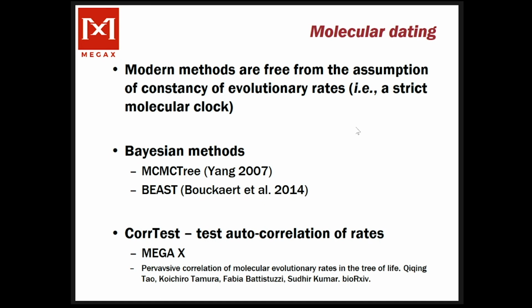Like, for instance, a prior to model the rate evolution across the phylogenetic tree, and many times you don't know which prior to use because you don't know if your data comes from correlated rate evolution or independent rate evolution. So there is a very useful new method that was implemented in MEGA X. If you have molecular data and you don't know if the rate of evolution is correlated or not, you can use CorrTest. That is a method to test for autocorrelation of rates, and the preprint is already online on bioRxiv.